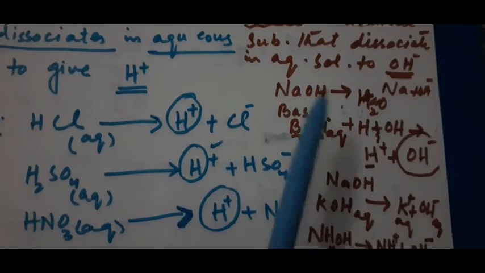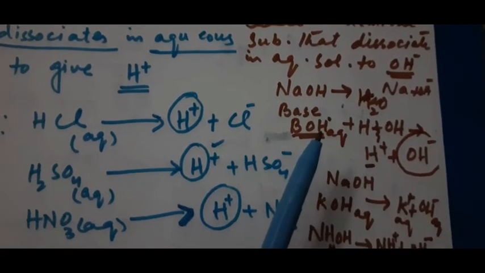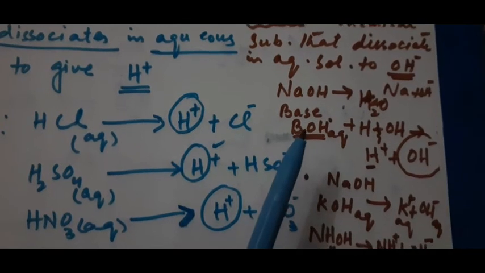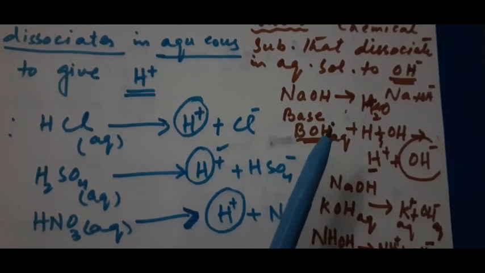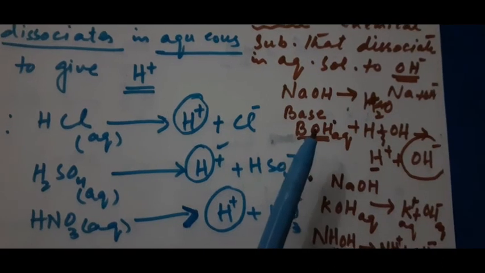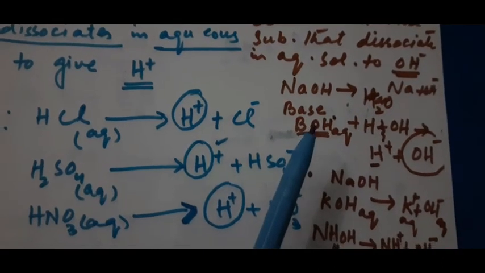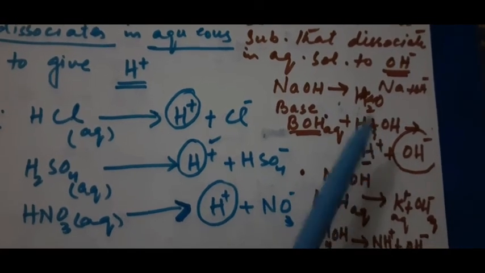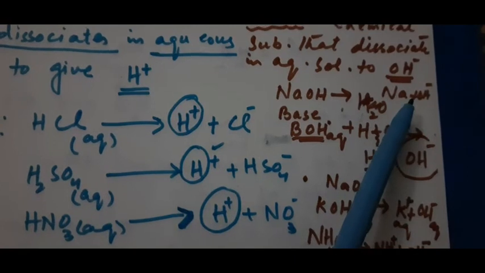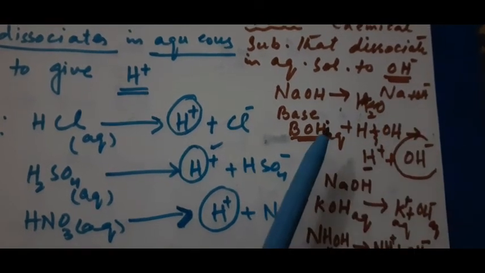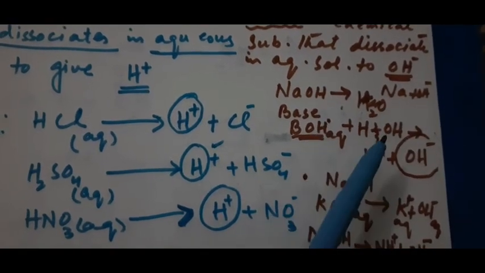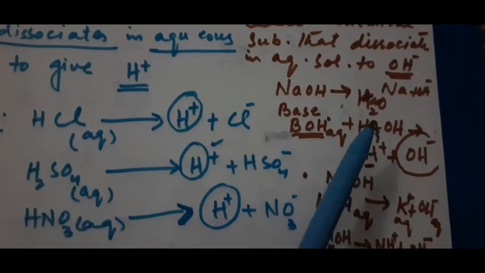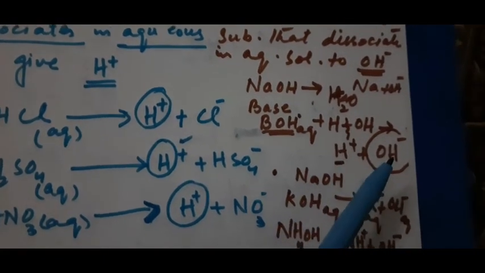On the other hand, we have NaOH. It gives you OH ion. It means this is a base. Here, for example, BOH means base, and they contain OH ion. Some bases are like that. They remove hydrogen ion from water. One definition is that they give OH ion when dissociated in water. Some bases, when they react with water, remove the hydrogen ion from the water and give you OH ion.